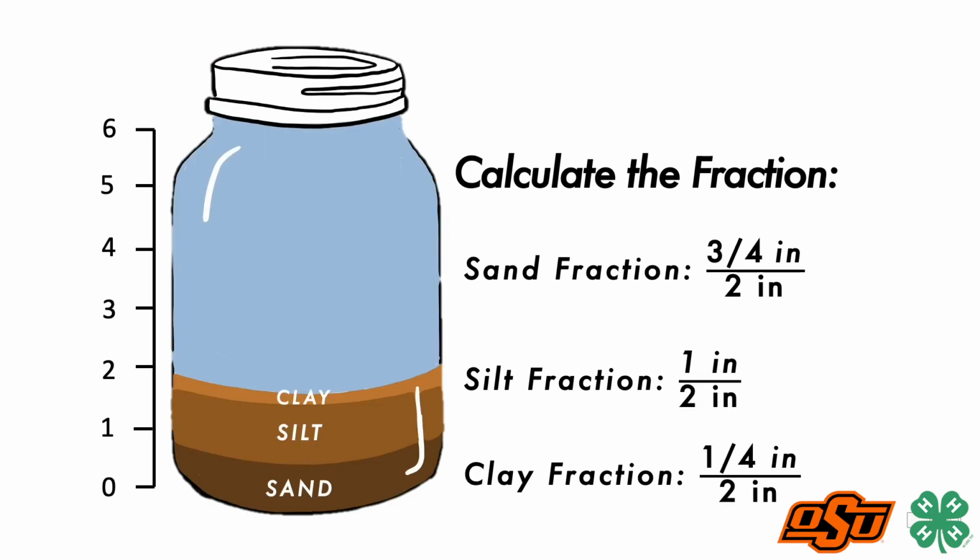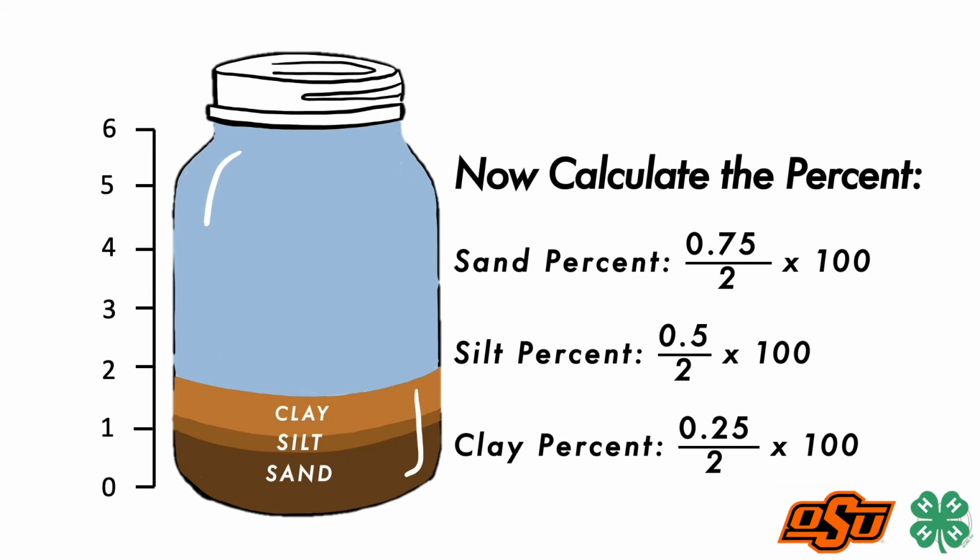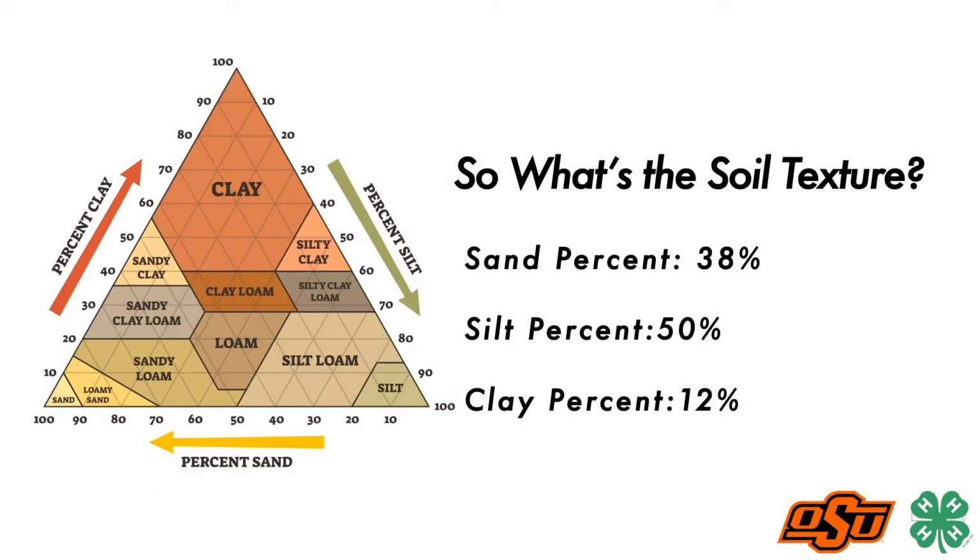Here's another example. For this one, we have 3/4 an inch of sand, 1 inch of silt, and 1/4 an inch of clay. Go ahead and write out your fractions. Using the formula provided, calculate the percent. Once you have the percents that you've calculated, go ahead and double check with what I've done.